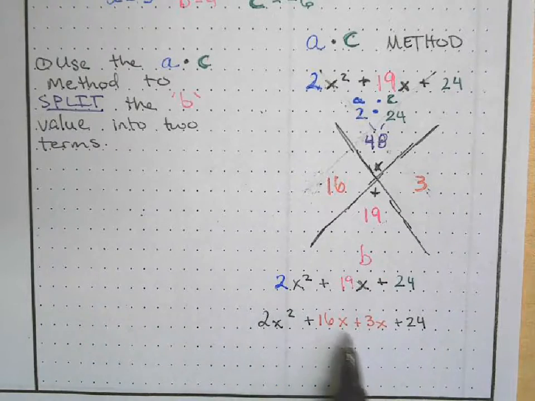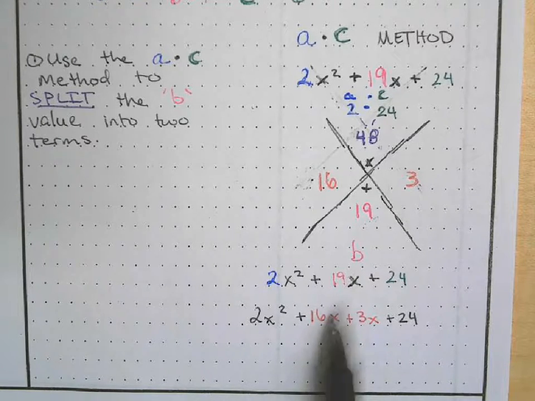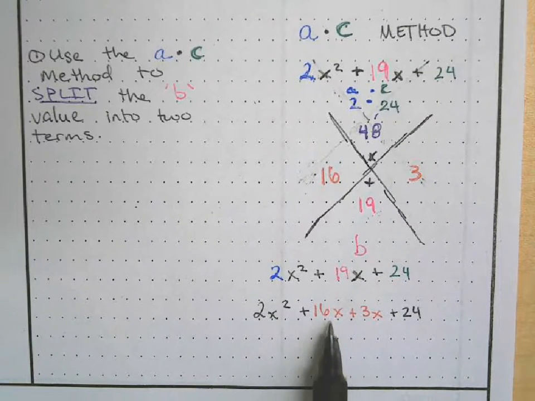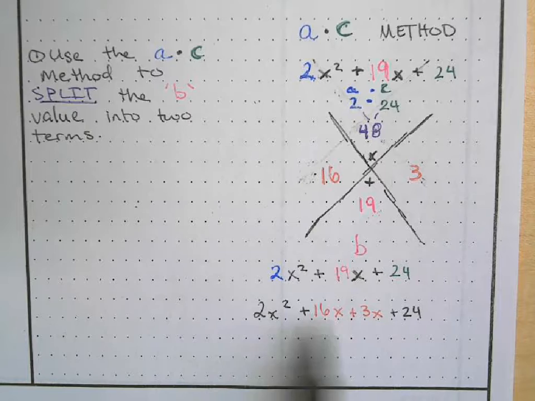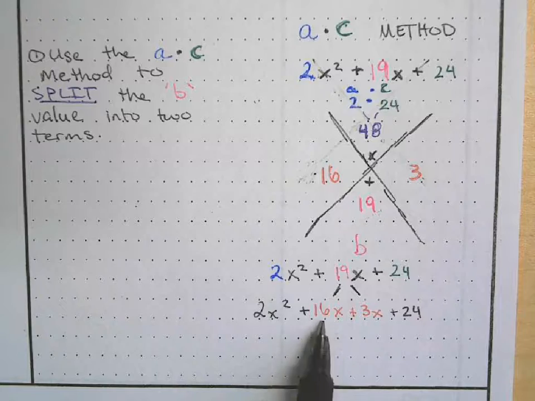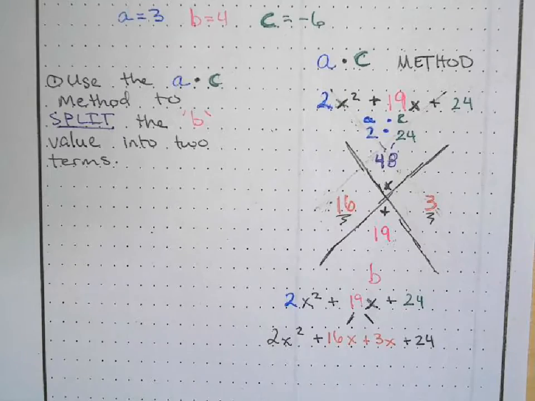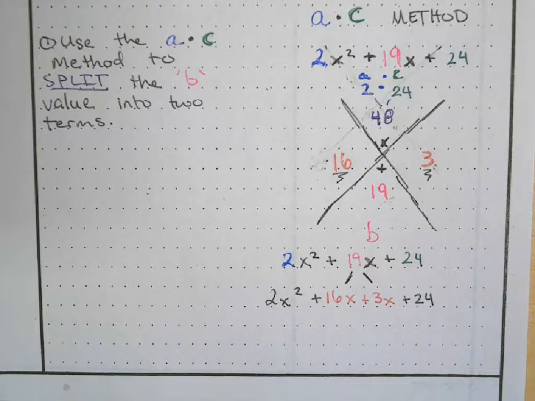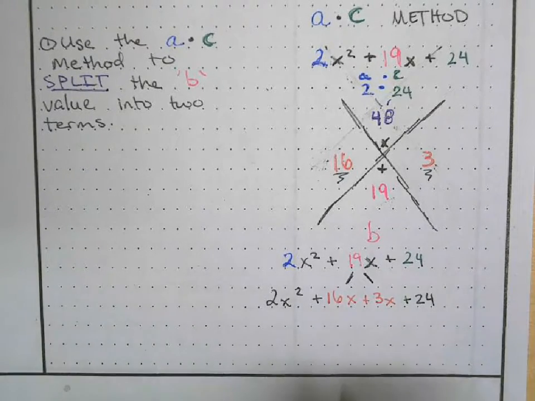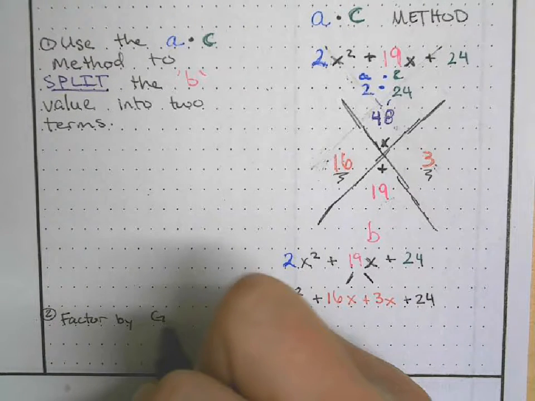So this is kind of the weird part because we're not used to just randomly breaking up terms into more terms. It's like, why would I make it more complicated? But now we can lean on the previous lesson, and we can actually use our factor by grouping to factor this. So all we've done is split this up. There's my 16 coming from right here, and there's my 3 coming from right there. And now we're ready to factor by grouping. So my final step, step 2, is factor by grouping.